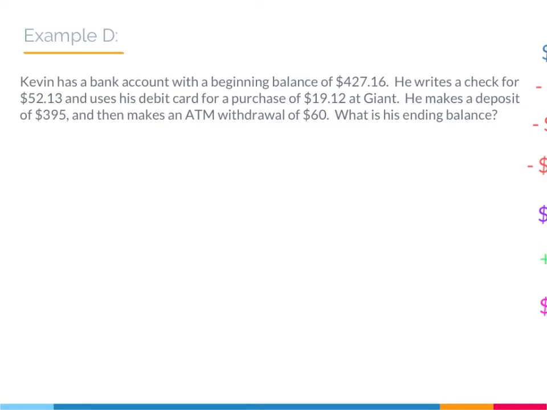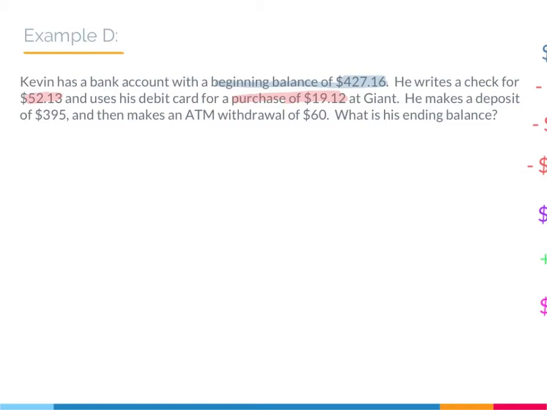So we're first going to need to go through, because there's a lot of information in that problem that's important to pull out. So let's start with his beginning amount of money. It's a very important thing that we know the beginning amount of money that he starts with is $427.16. Now, he's going to be making some purchases, so we want to go through and find the things that are negative. He's going to be writing a check for $52.13, so that's going to be negative. He's going to be spending money there. He makes a purchase of $19.12, so again, that's going to be a negative. He's going to be spending money there.